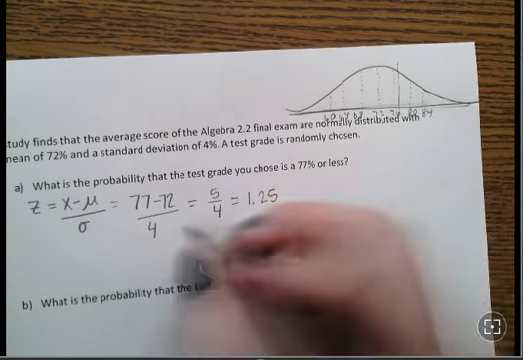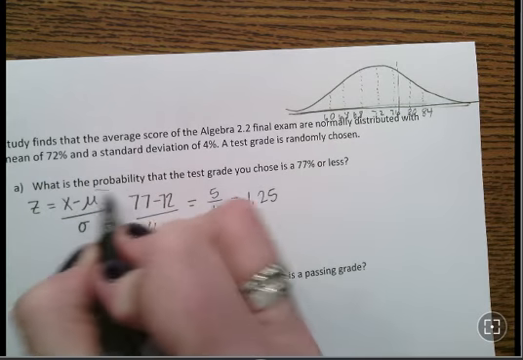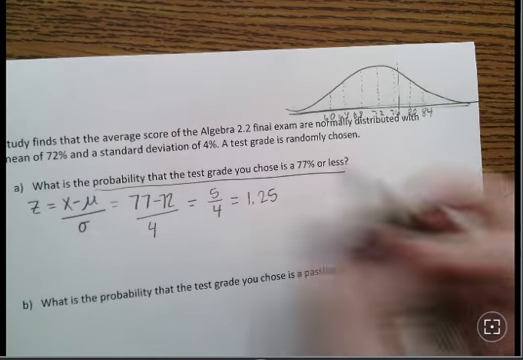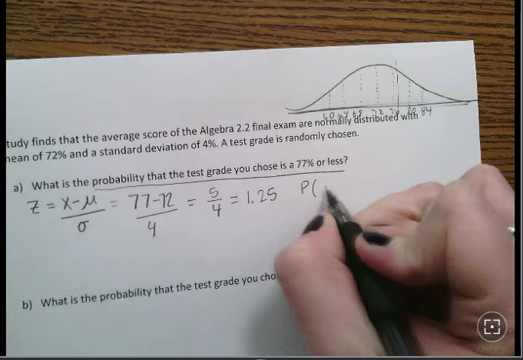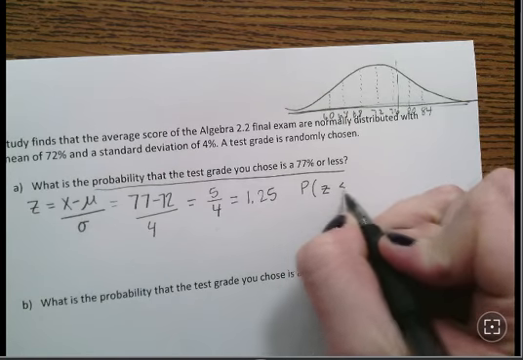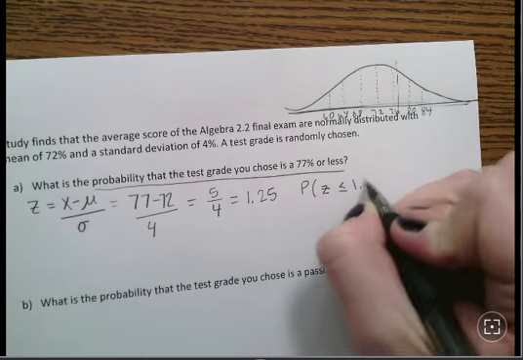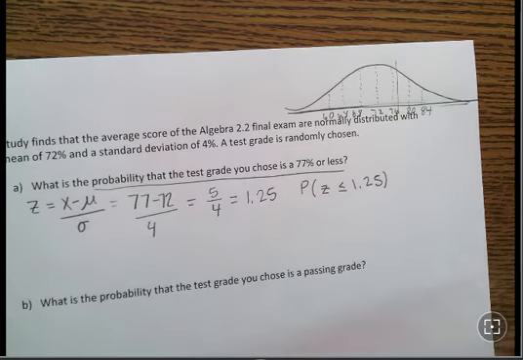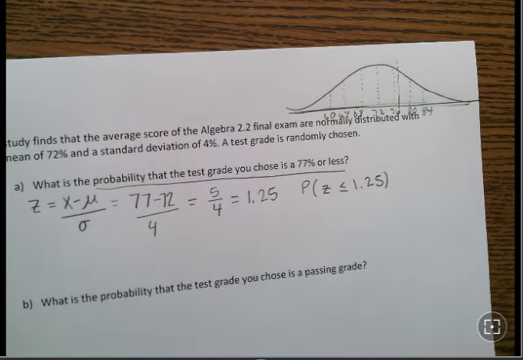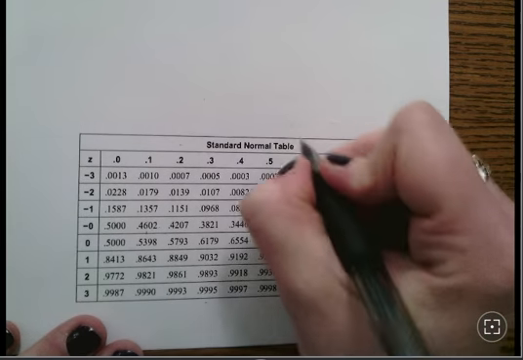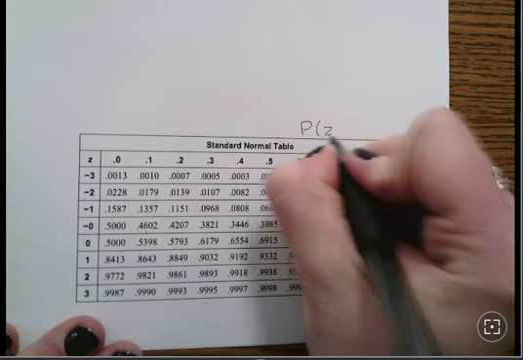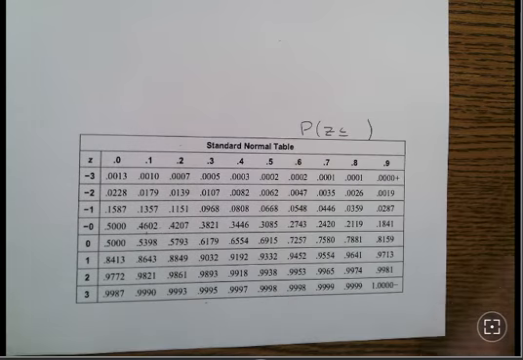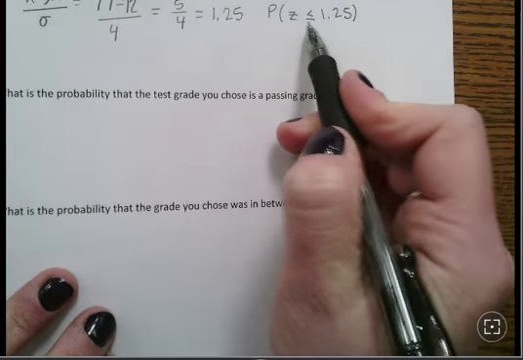So we just found the z-score. The probability that the test grade we choose is that or less is the probability that our z-score is that number or less. So we're looking for the probability that our z-score is less than or equal to 1.25. As luck would have it, we have a table here, and this table only talks about scores being less than or equal to, which is what we have here.